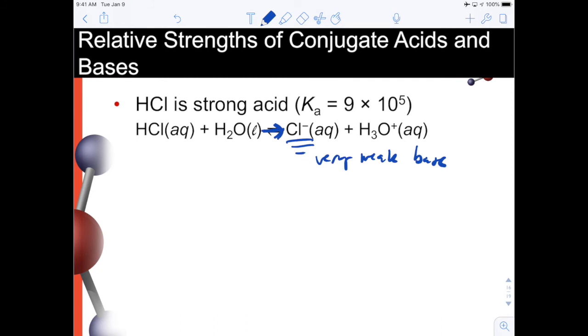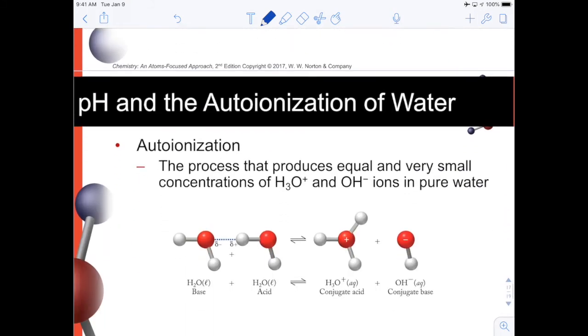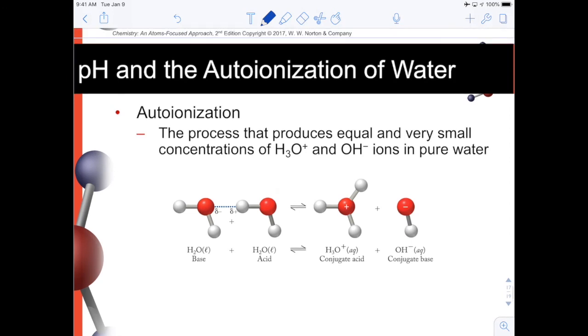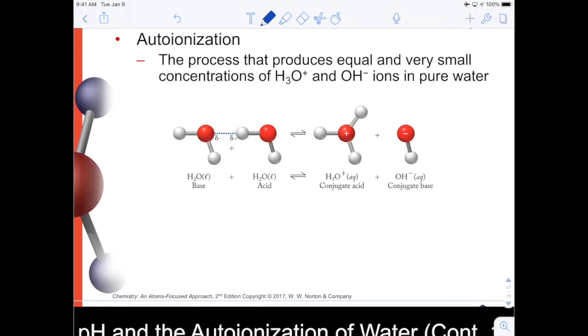Okay, the last thing I'm going to talk about is pH and the autoionization of water. What's interesting is that water naturally reacts with itself to form H3O positive and OH negative. So these are normal components of just pure distilled water. It happens to a very small extent.